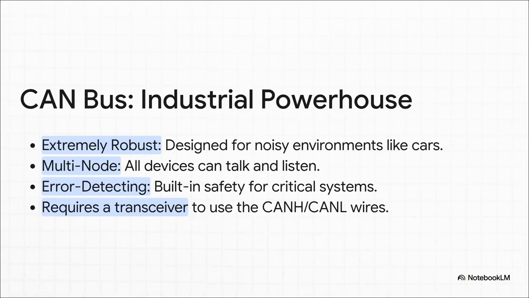Meet CAN bus. This thing is an industrial powerhouse. It's literally the protocol that runs your entire car. It's designed from the ground up to be incredibly tough and reliable, especially in electrically noisy places like an engine bay. It uses a clever 2-wire system that's amazing at rejecting interference, and it has error detection built right in, which is absolutely critical for safety systems in cars and industrial robots.